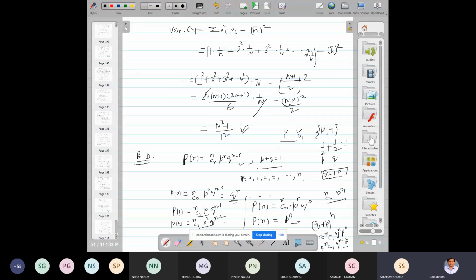So this is the binomial distribution. For the binomial distribution, the probability distribution function is given by this, and with the help of this we can calculate the probability of our success.